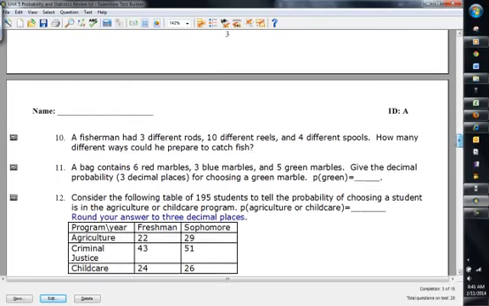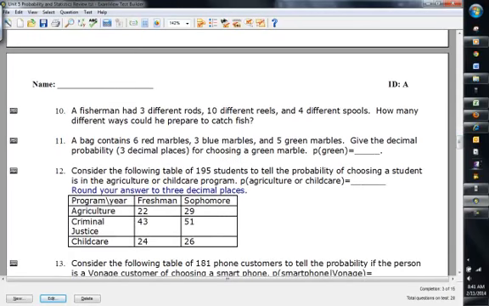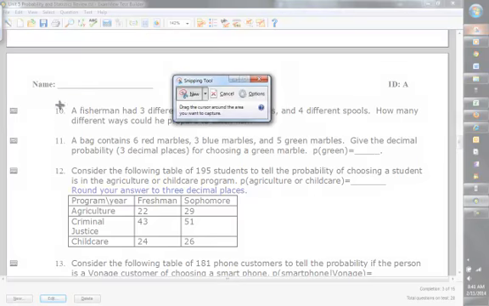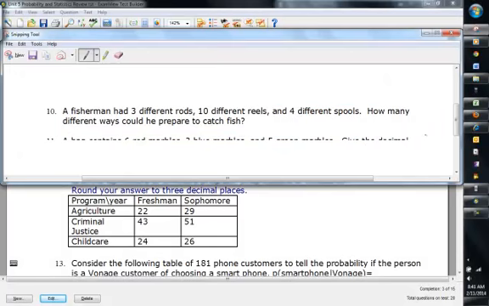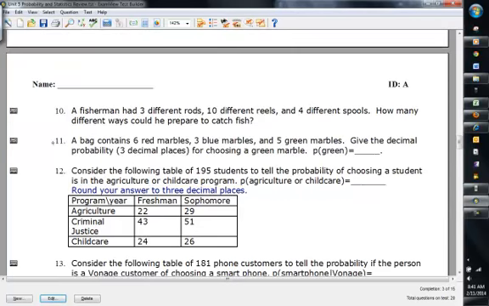A fisherman has 3 different rods, 10 different reels, and 4 different spools. How many different ways can he prepare to catch fish? Multiply those together, and you get 120. Next one.